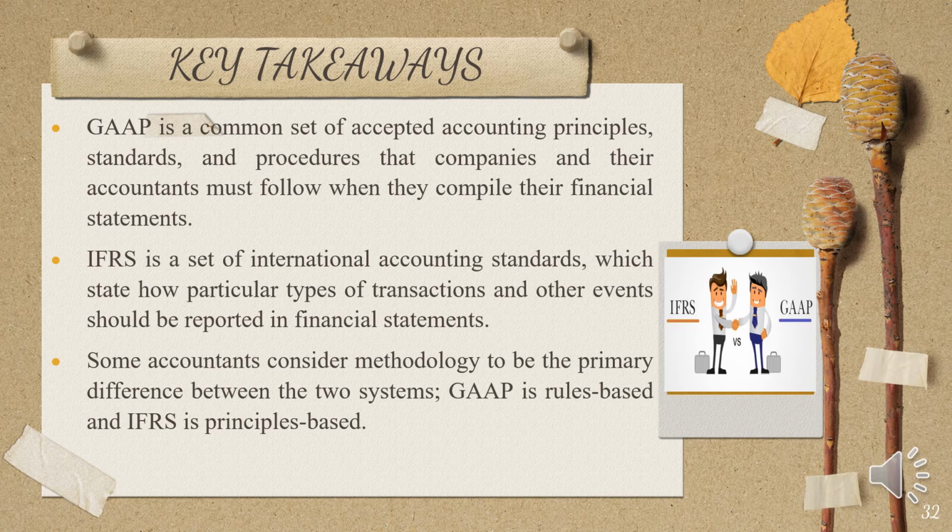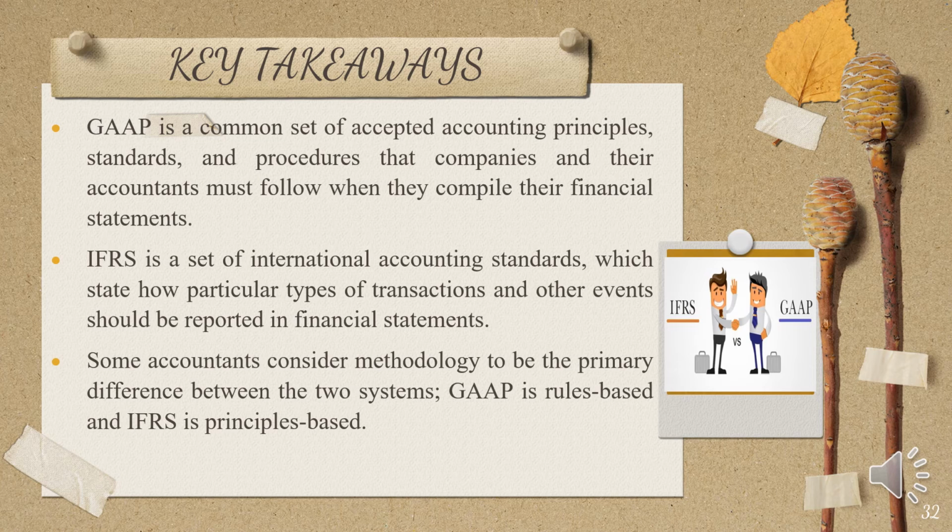I have here key takeaways that summarize my report about IFRS and the US GAAP. So, para mas madali nating maintindihan at matandaan ang pagkakaiba ng dalawang accounting standard na ito. GAAP is a common set of accepted accounting principles, standards, and procedures that companies and their accountants must follow when they compile their financial statements. IFRS naman is a set of international accounting standards which state how particular types of transactions and other events should be prepared in financial statements.